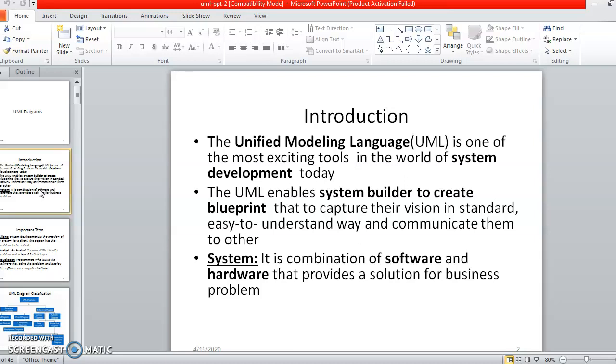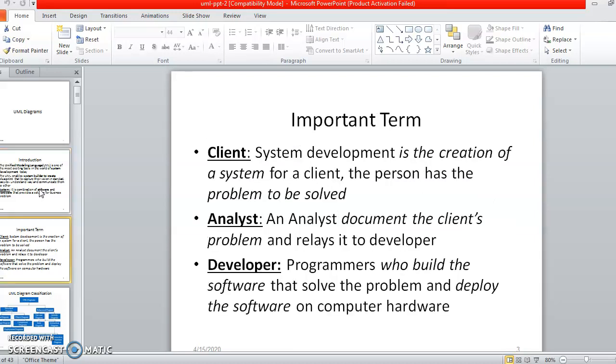A system is a combination of software as well as hardware that provides a solution for business problems. These are the important terms as we are considering a UML diagram. First of all, client. System development is the creation of a system for a client, the person who has the problem to be solved. Second one is analyst. An analyst documents the client's problem and relays it to developers, the programmers who build the software that solves the problem and deploy the software on computer hardware.